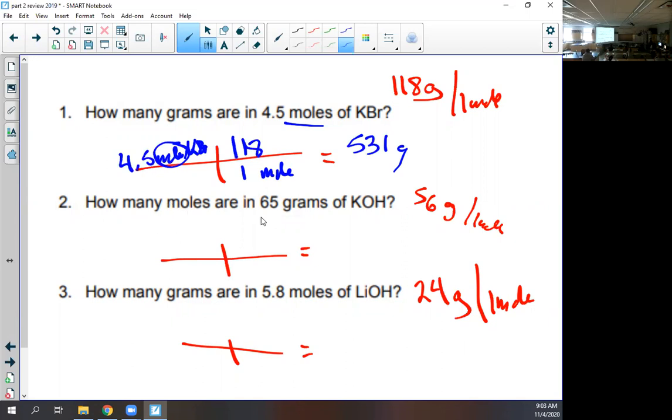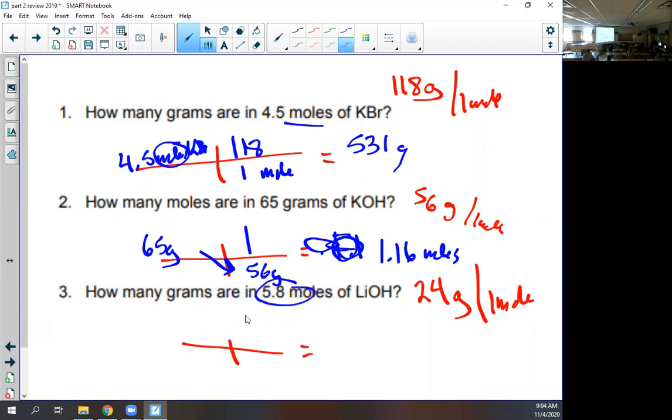Okay, this time 65 grams. So what goes down here? The grams. 1 mole. Oh, 0.16. Sorry, yeah. Okay, 1.16 moles. Always repeat the same thing. Take the given, park it right here. Make sure this unit always goes down there. 1 mole, 24 grams. What was that answer?